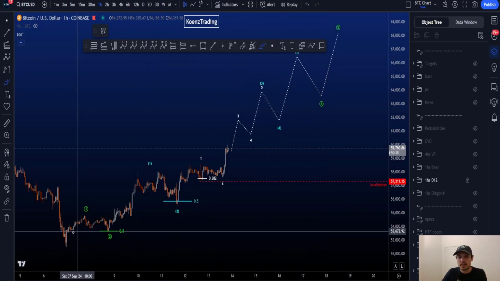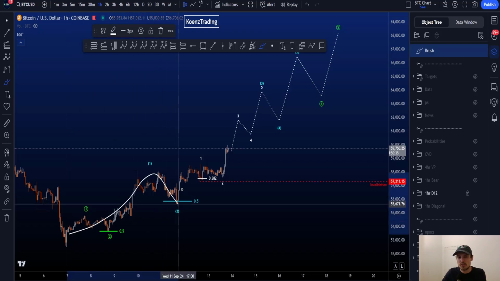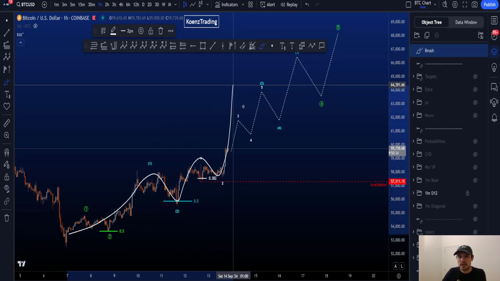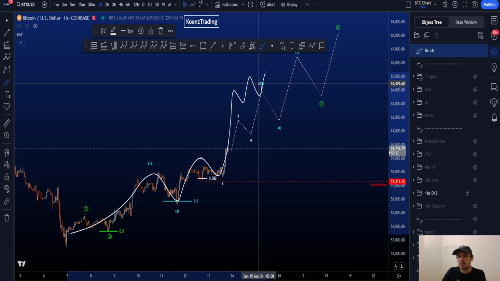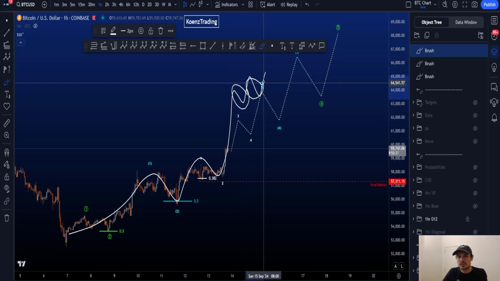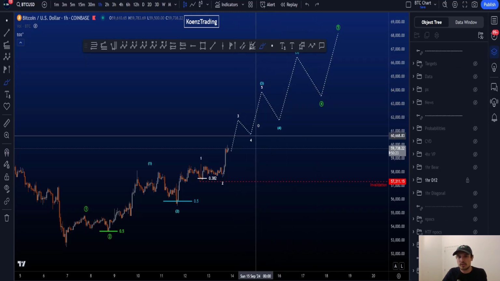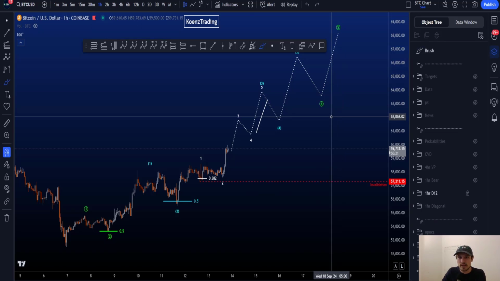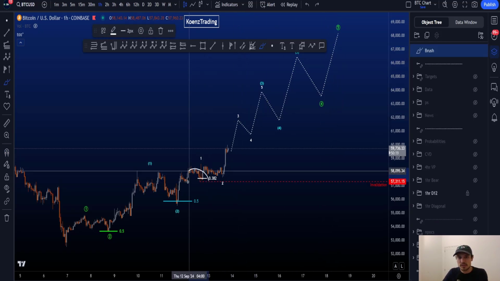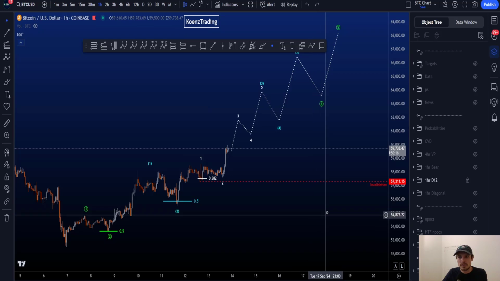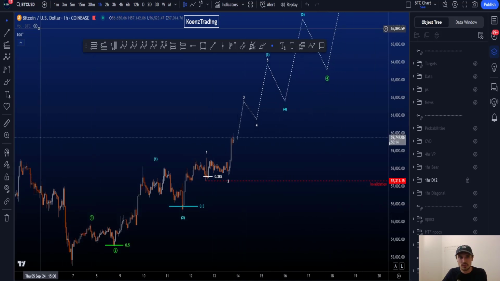You also can count a double 1-2, 1-2, and then a 3, 4, 5, 4, 5. So that would be your quote-unquote worst case scenario, having 2 ranges over here and 2 more pushes to the upside instead of a 3-wave force and 3 more pushes to the upside. The invalidation of this scenario is taking out the low here at 57.3k.